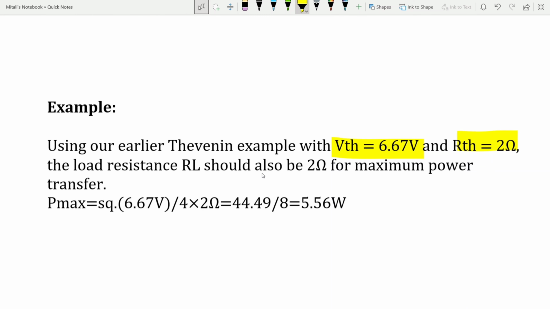2 ohm, the load resistance RL should also be 2 ohm for maximum power transfer. So Pmax will be equal to 6.67 volt squared upon 4 into 2 ohm, which equals 44.49 upon 8, which equals 5.56 watt.